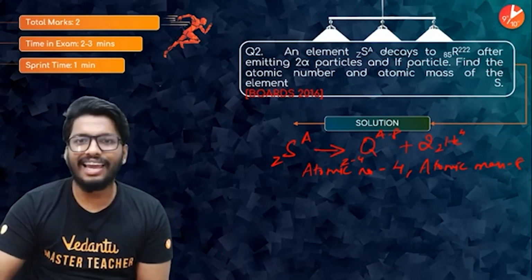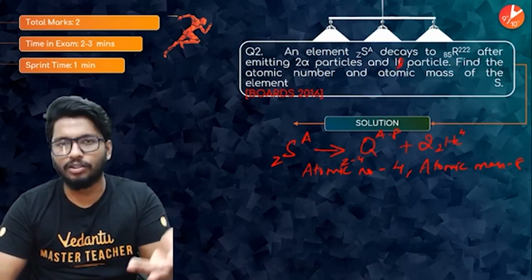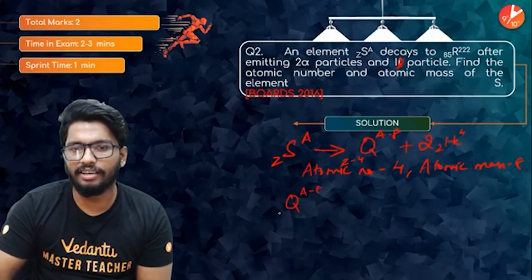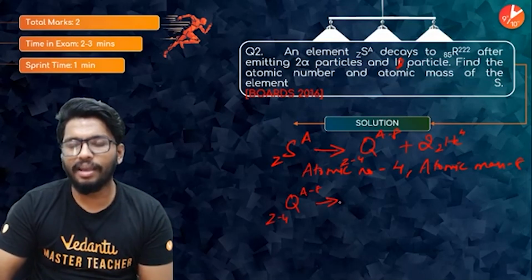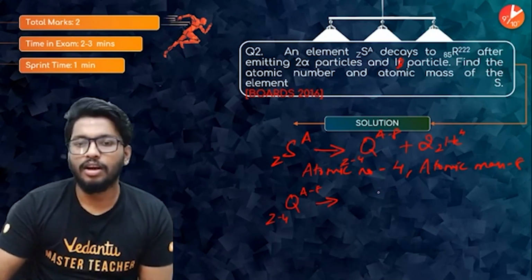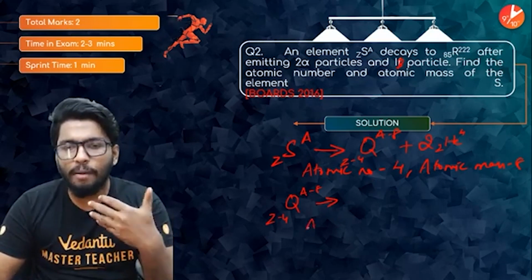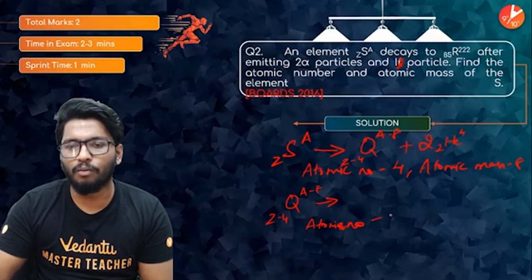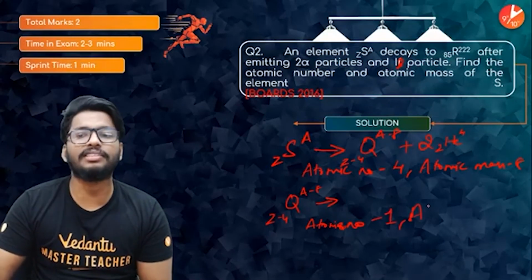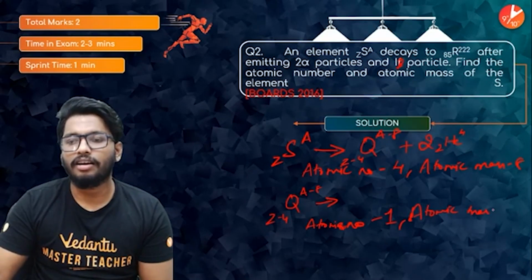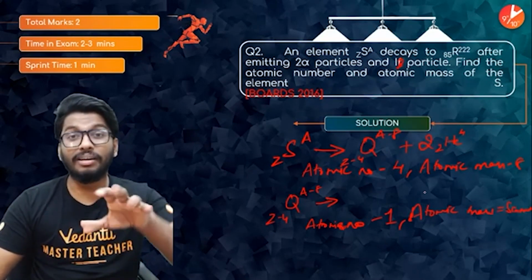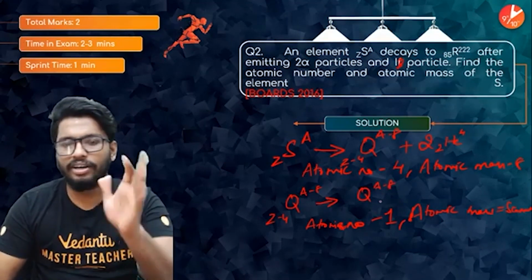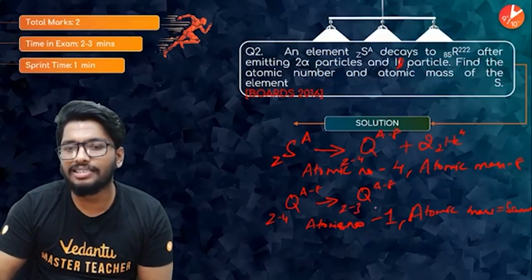Now, once again, it is emitting 1 more beta particle as well. So this new element Q, with A minus 8 and Z minus 4, again emits 1 beta particle. When it loses 1 beta particle, the atomic number increases by 1, but the atomic mass will remain the same. So Q has A minus 8, the atomic mass stays the same, but the atomic number changes, and Z will become what? Z minus 3.